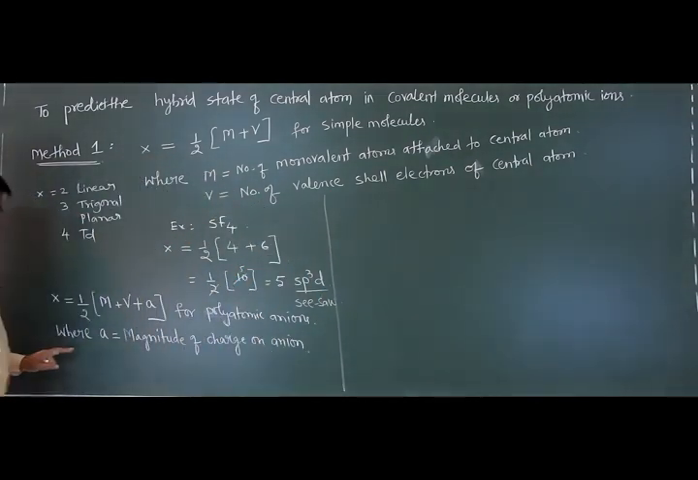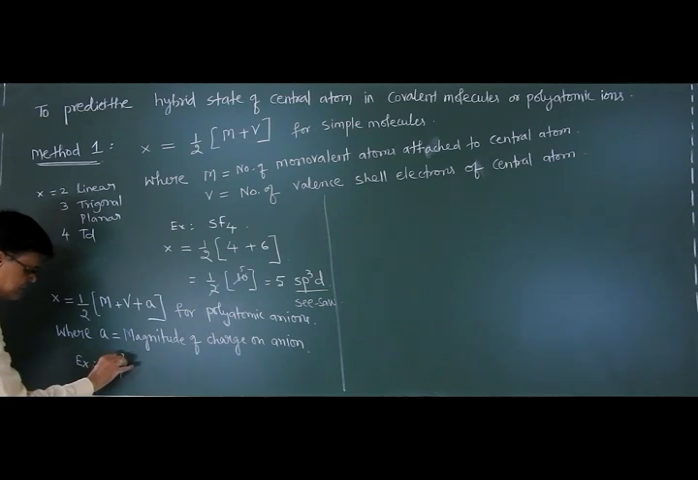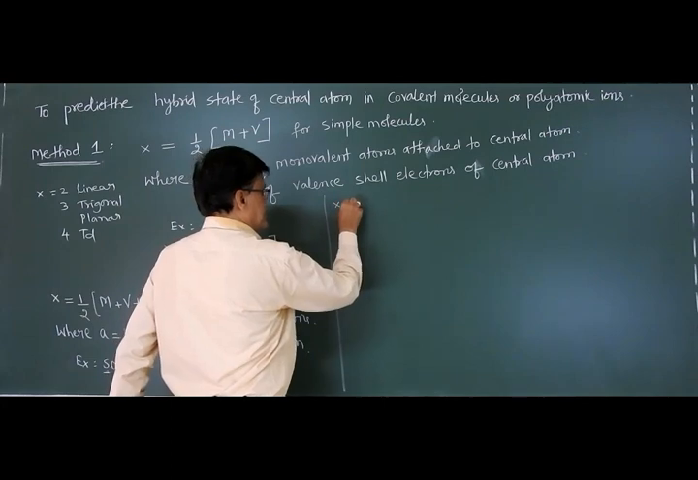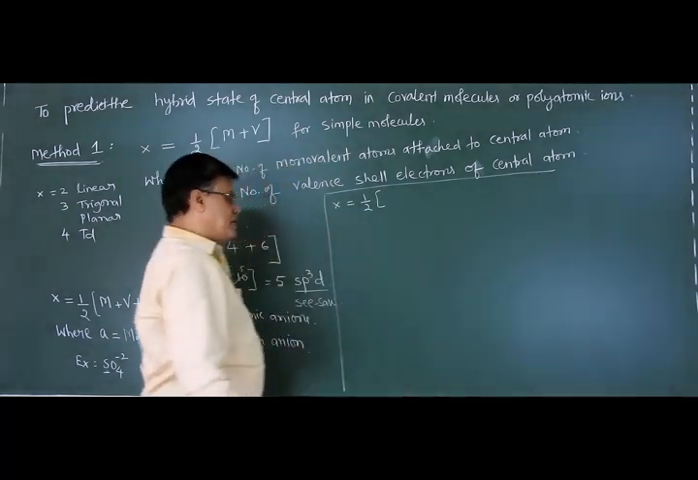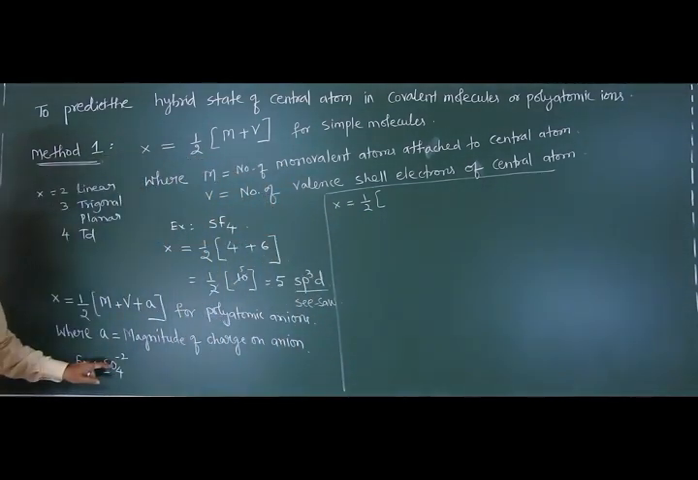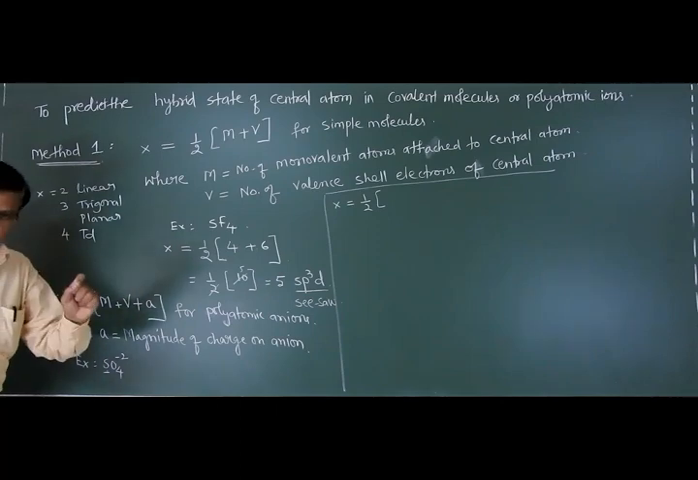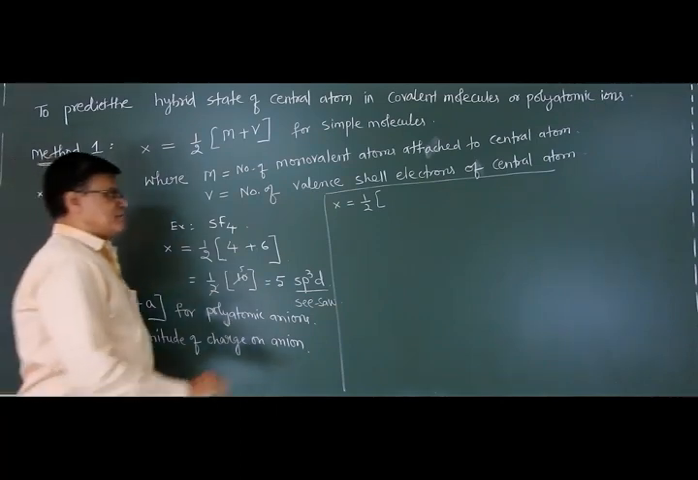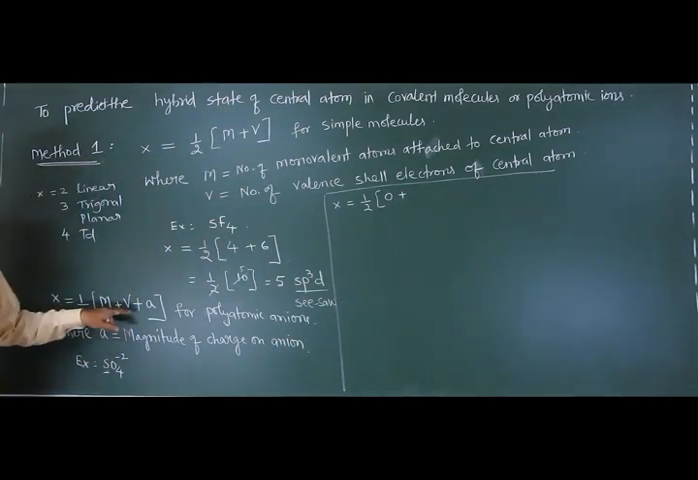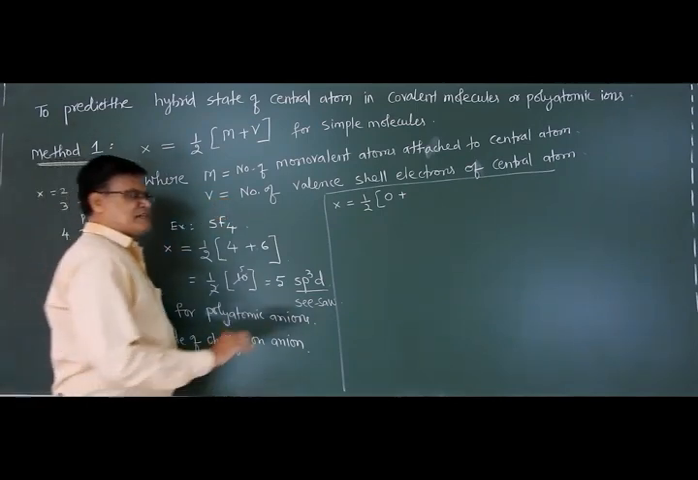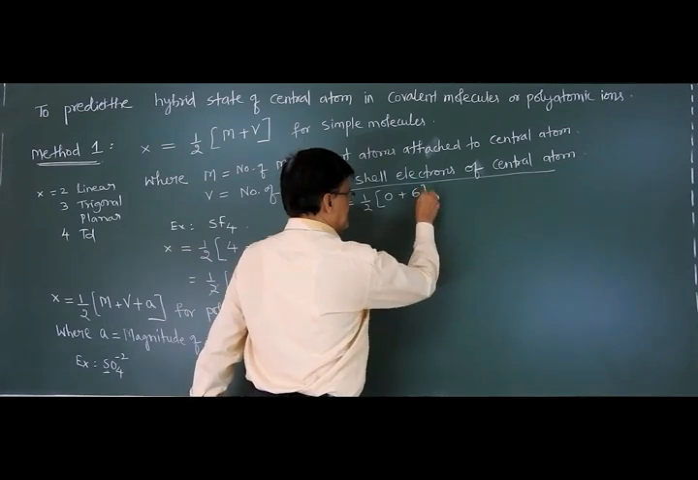I will take one example here: SO4 minus 2. You have to calculate the hybridization of sulfur. According to this formula, X equal to half. What is M? Monovalent atoms. Hydrogen and halogens are monovalent atoms. Monovalent atoms are not there here, which means 0. Valence shell electrons. What is V? Number of valence shell electrons of the central atom. How many valence shell electrons are present? 6.